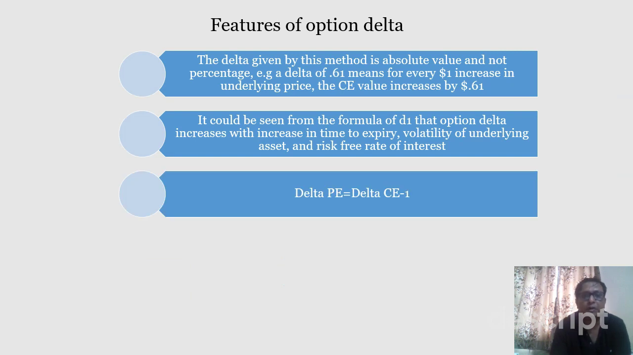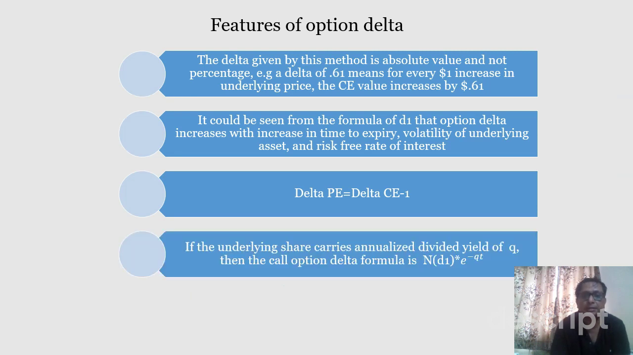The delta of a put option is equal to delta of call option minus 1, provided all other features of that option are similar, like the strike price, time to expiry, and risk-free rate of return. The call option delta value is N(d1) if the share does not pay any dividend. However, the delta value for a call option on a dividend paying stock is given by the formula mentioned here, N(d1) into e to the power minus qT.